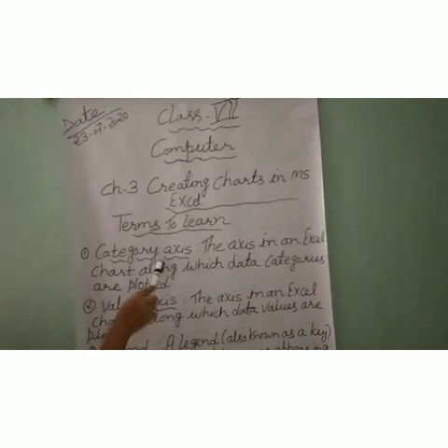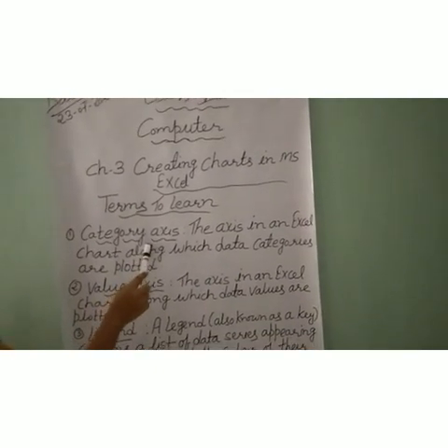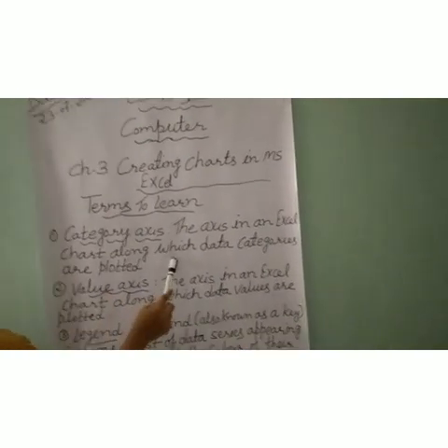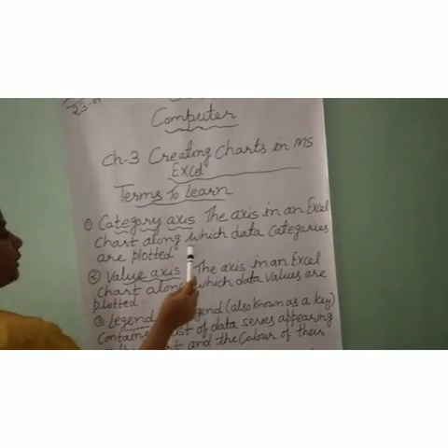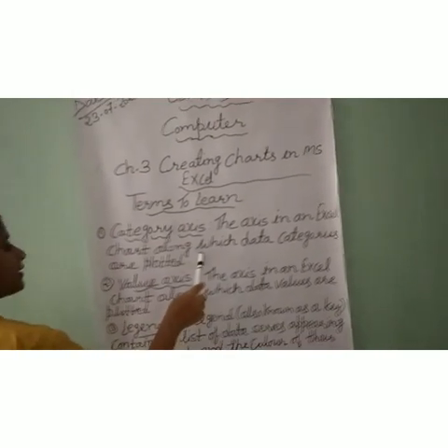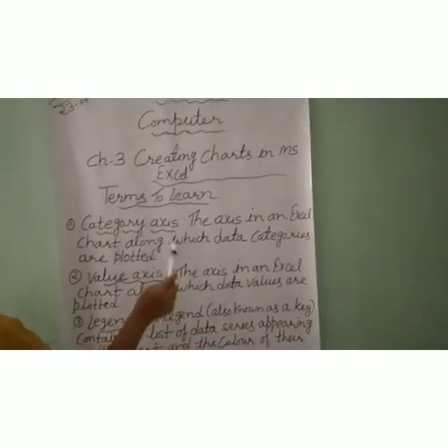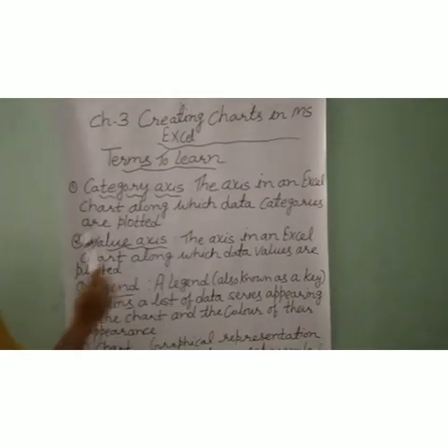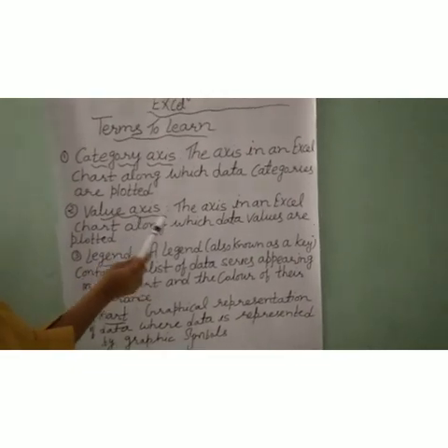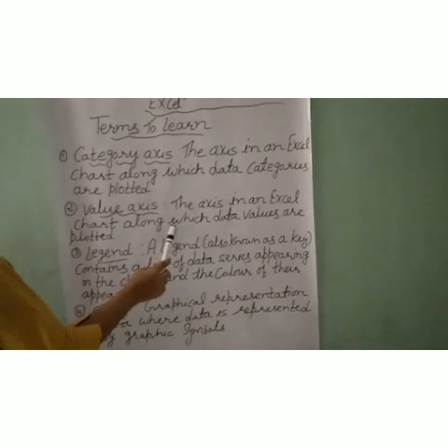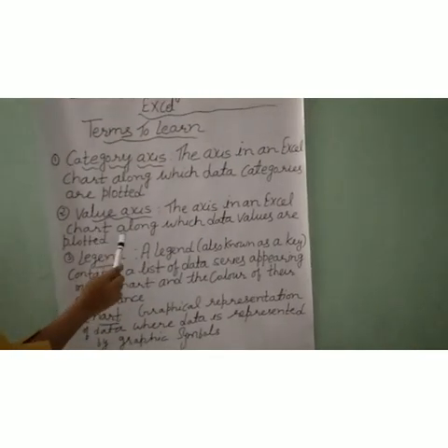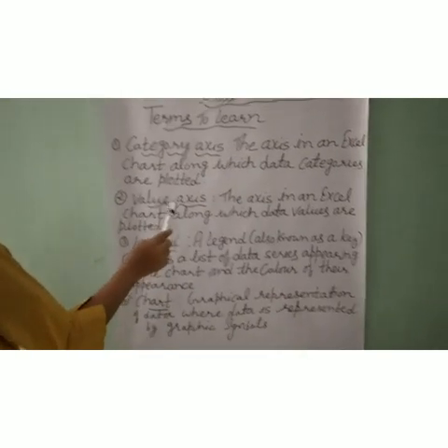You know very well what is a category axis also. The axis in an Excel chart along which data categories are plotted. Now next, second, value axis. Value axis means the axis of a chart along which data values are plotted. It's where we enter a data value.